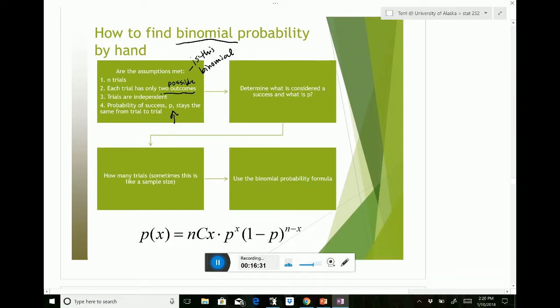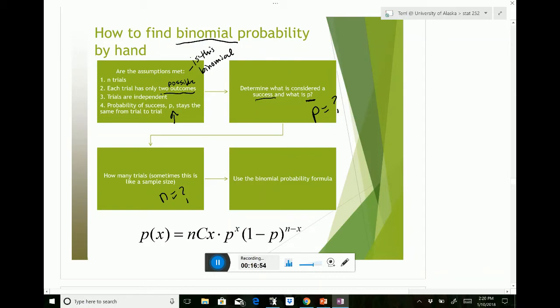So that doesn't change. So the next thing you want to do is figure out what a success is, what you're going to call a success, and what the probability of a success is. So you need to determine what P is. That's the probability of one success in one trial. So how many trials? That's your n. Figure out what your n is.